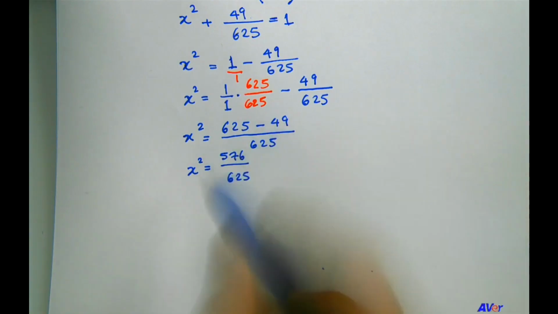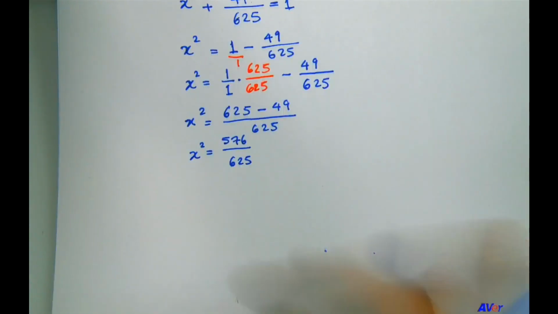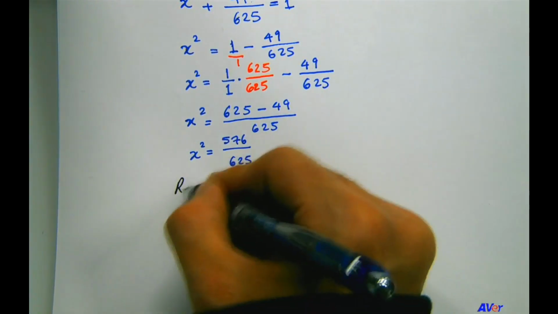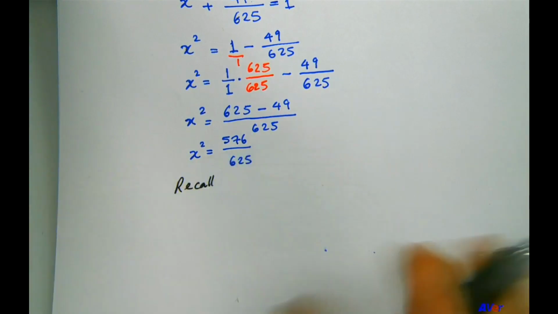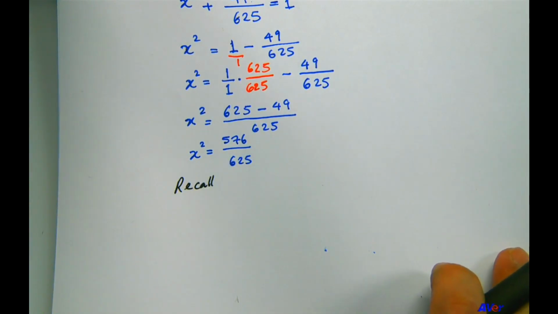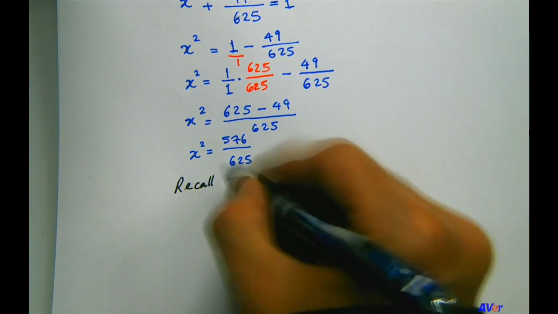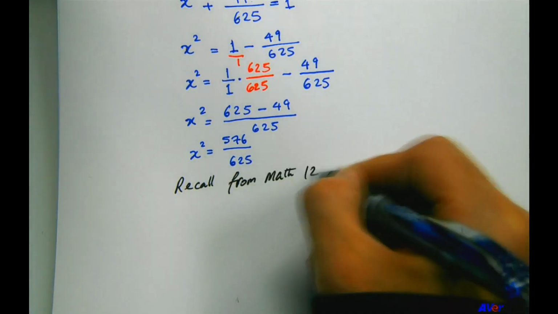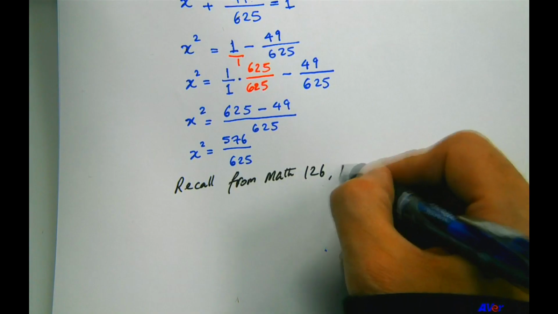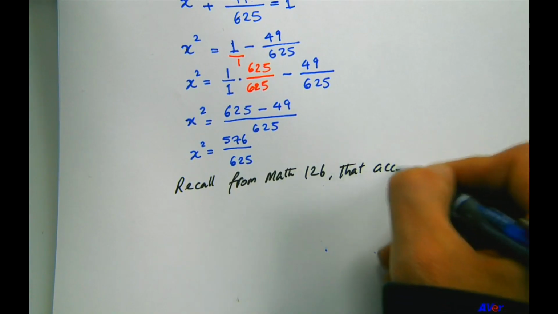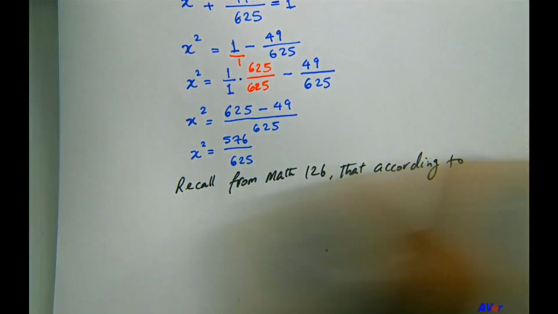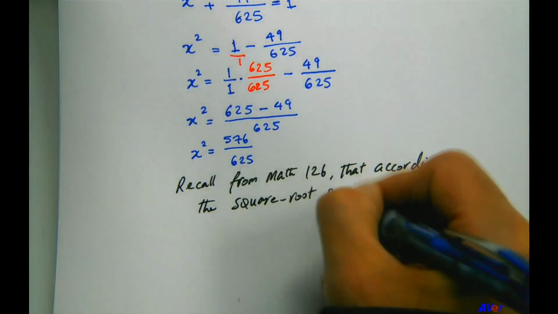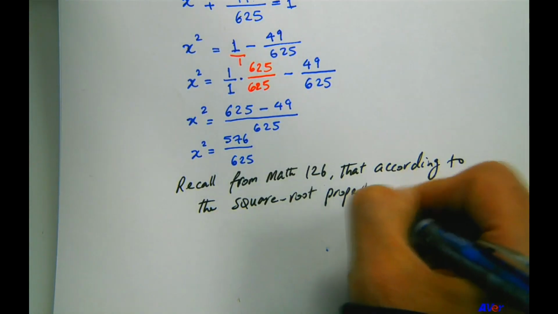So now we have to use the square root property, right? Let's write that down. Recall, this is again back from college algebra, Math 124 or Pre-Calculus 1. Recall from Math 126 that according to the square root property, what do we have?